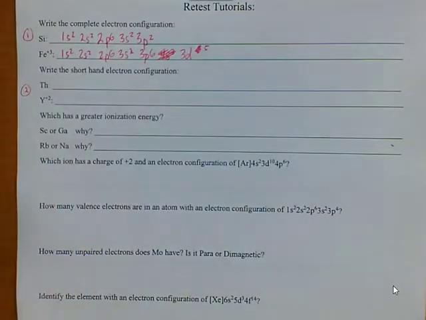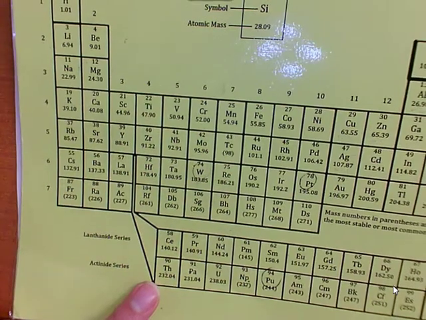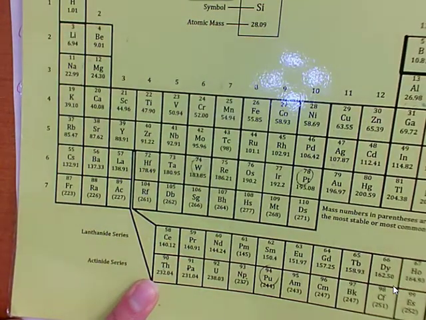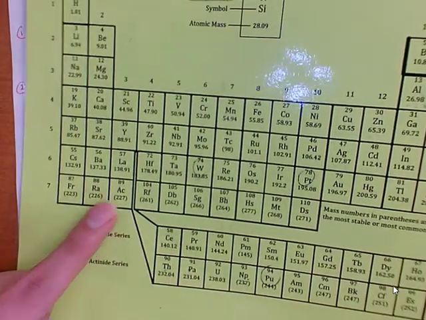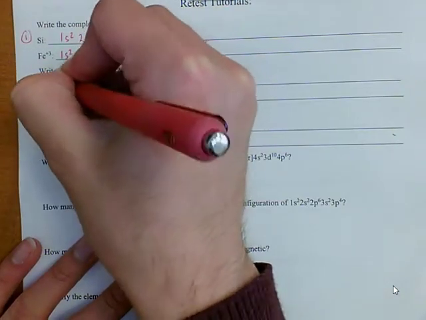Okay. The second part, number 2, is the shorthand configuration. So remember, this is the one with the noble gases. You have to know your noble gases before you can start moving on. So here I have thorium, Th, which is all the way at the bottom down here. If you look down here, Th, there it is. So I have to go to the noble gas before Th. This is number 90, 89, 88, 87, and 86 right there, Rn. So in brackets, Rn.